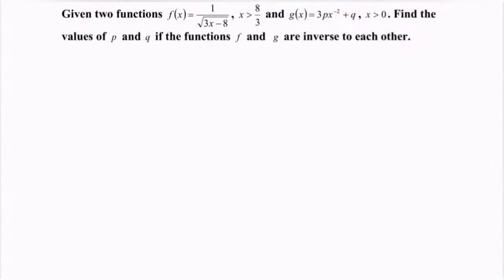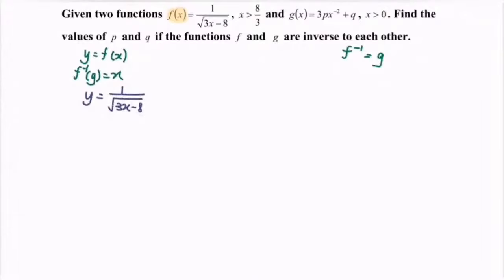So meaning in here, f inverse is equals to g. So now what we have to do is to find the f inverse. Then compare with the function g. So y is equals to fx. F inverse y is equals to x. So let the fx become y. So y is equals to 1 over square root of 3x minus 8.